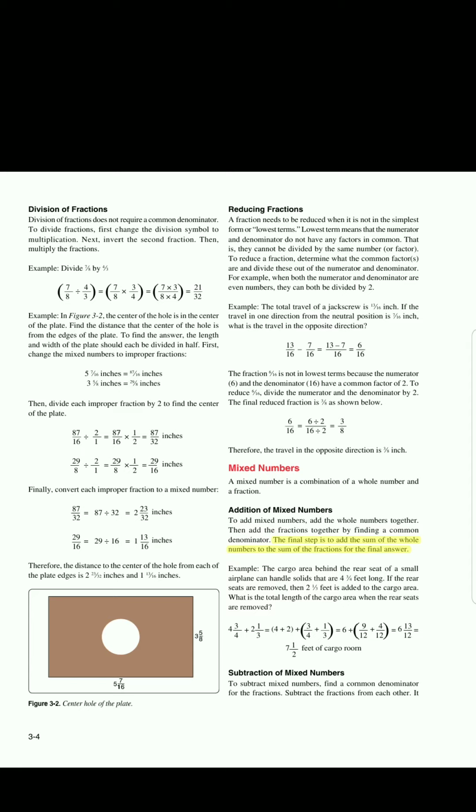Example. The cargo area behind the rear seat of a small airplane can handle solids that are 4 3/4 feet long. If the rear seats are removed, then 2 1/3 feet is added to the cargo area. What is the total length of the cargo area when the rear seats are removed?